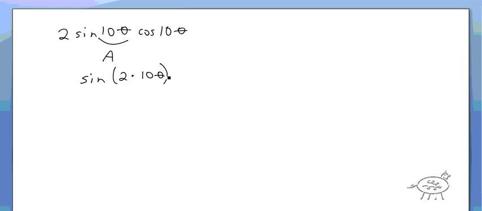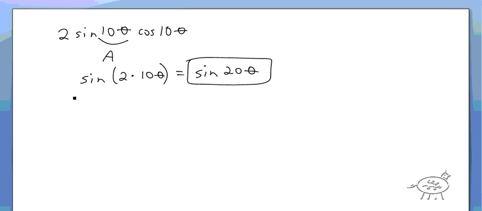Okay, let's try another one. Let's just do one in terms of theta, so we're not actually going to have an angle here. We have 2 sine of 10 theta cosine of 10 theta. Once again, you're going to recognize this as sine of 2A, the double angle for sine. Here's your value of A, so it's sine of 2 times 10 theta, which is equal to sine of 20 theta. That's your answer for that.